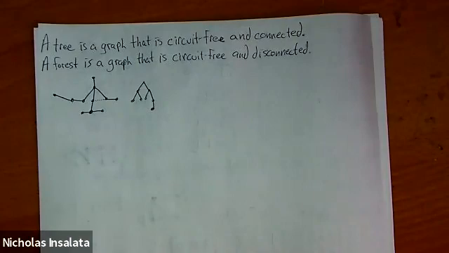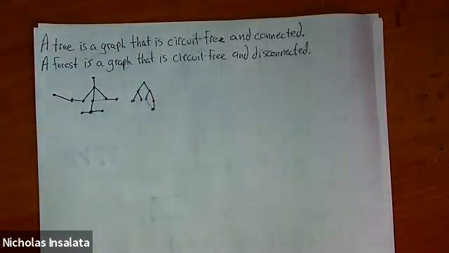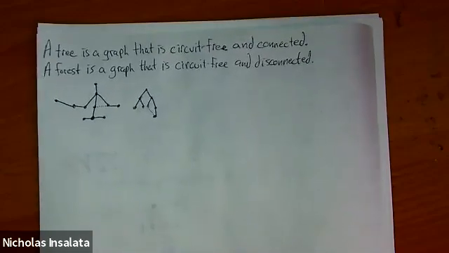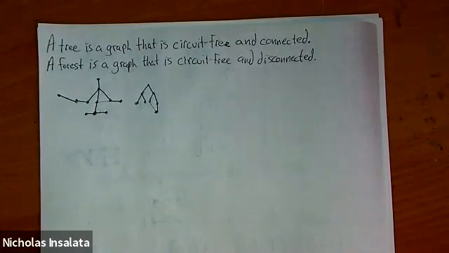But if I was to add an edge internal to one of the trees, like right here, then that's a no-go. Then I don't have a forest anymore. So if I have a forest and I want to add an edge, the only way to do that and maintain the circuit-free property is to add an edge between components, not inside the same component. Or if I have just a single tree, I can't add any edges at all. If I add an edge, then it's no longer a tree.